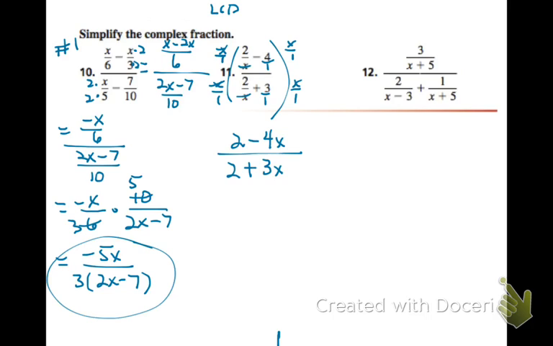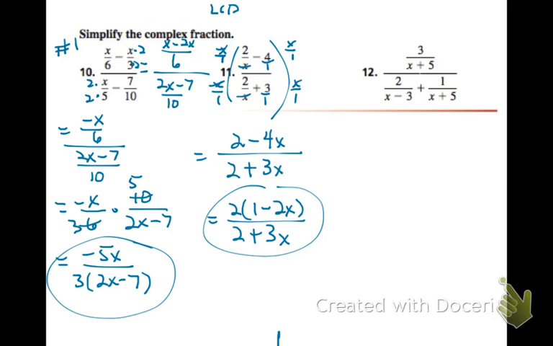Now the only thing left to do is to factor the numerator, but if you're looking ahead, you can see that's not going to help us simplify. But we'll go ahead and factor that numerator. And that's all we can do. Now this last expression, we're going to use that same method too. So finding a least common denominator.